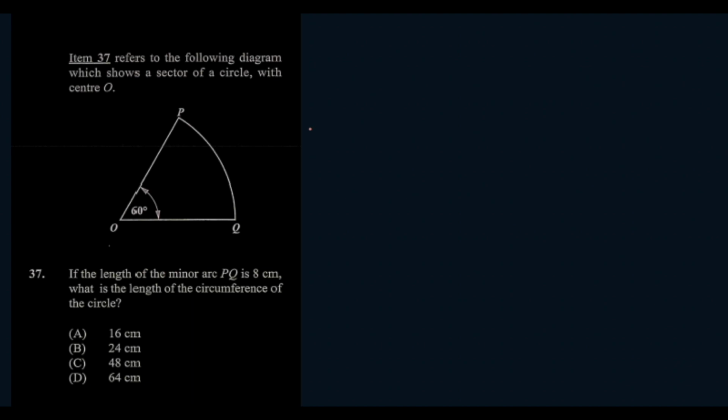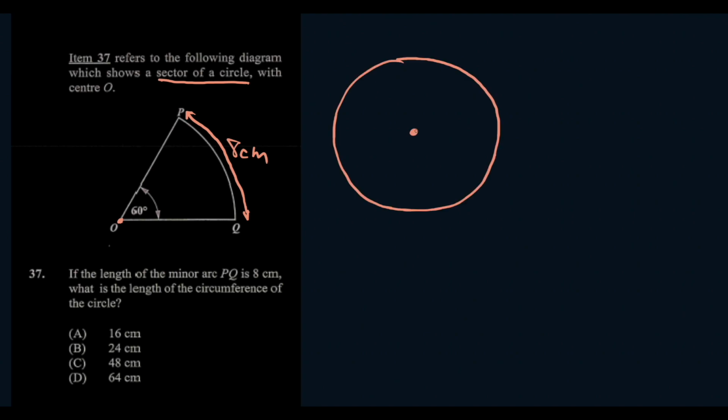So this part of the question says that we have a diagram with a sector of a circle with center O. If the length of the minor arc PQ, from here to here, is 8 centimeters, what is the length of the circumference of the circle? So we're saying we have a circle. This little piece here represents 60 degrees. So from here to here is 8 centimeters.